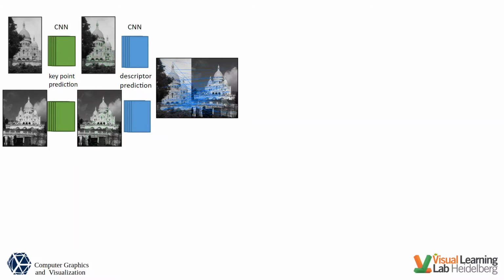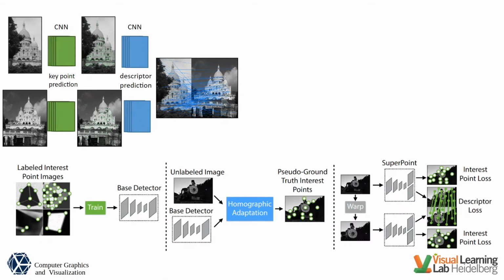Most learned detectors, which learn to produce key points and descriptors, behave in a similar fashion. The reason lies in the training methodology of such detectors. Let us view the training pipeline of one such method, the SuperPoint. A base detector is pre-trained on synthetic data, then it is used along with homographic adaptation to find pseudo-ground truths, and then a CNN is trained with key point and descriptor losses.